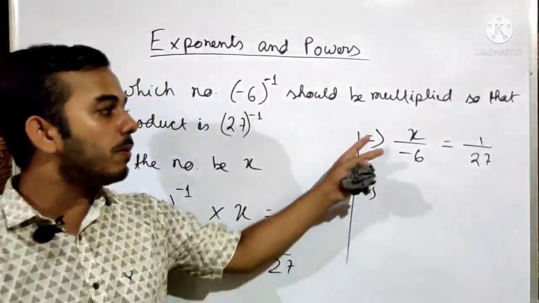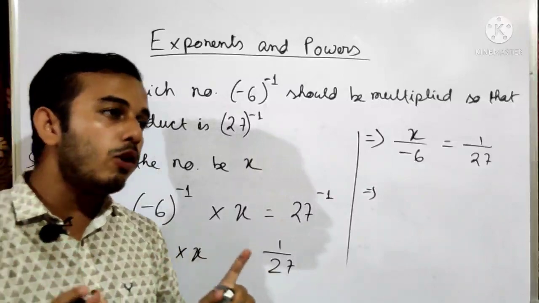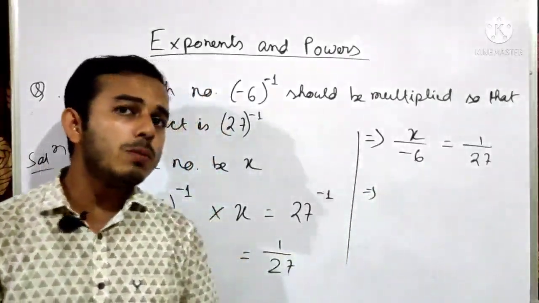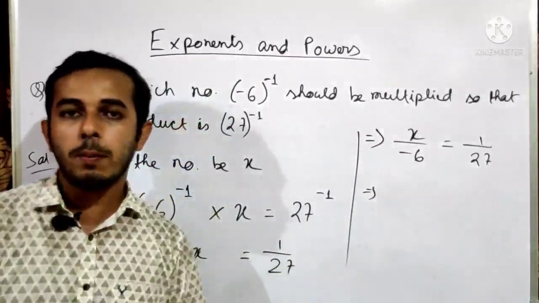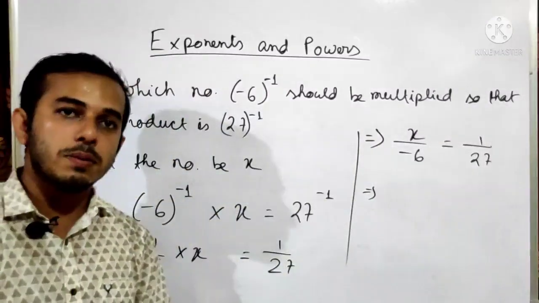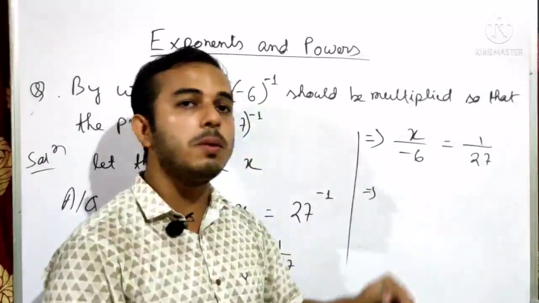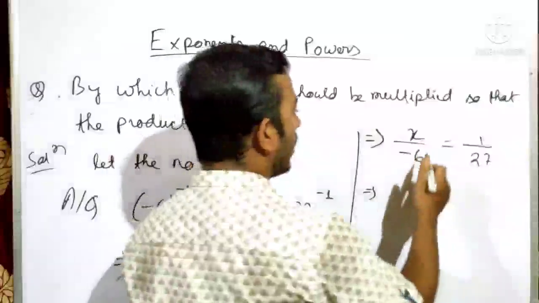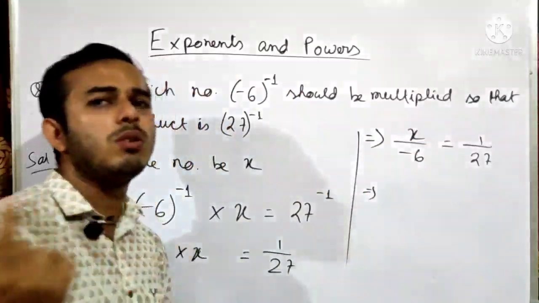Now we have to find the value of x, so to find the value of x, we have to remove this -6. How to remove? We have a rule: if a number is divided, when we change the side, it will be multiplied. If it is subtracted, it will be added, like this. So here -6 is divided, so when we change the side, it will be multiplied. Or this number is in the denominator, so when you change the side, it will go to the numerator.